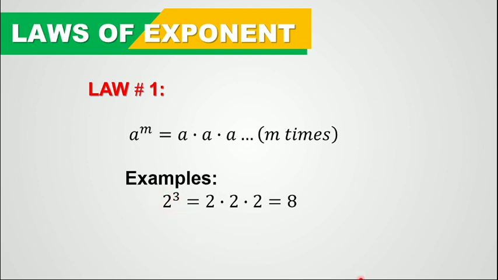Another example, 5 to the power of 5. So 5 times 5 times 5 times 5 times 5. So 5 is the base, and 5 is the power or the exponent. And this depicts how many times you are going to multiply 5 by itself. So we are multiplying 5 here 5 times, since 5 is the exponent. So 5 to the power of 5 is equal to 3125.